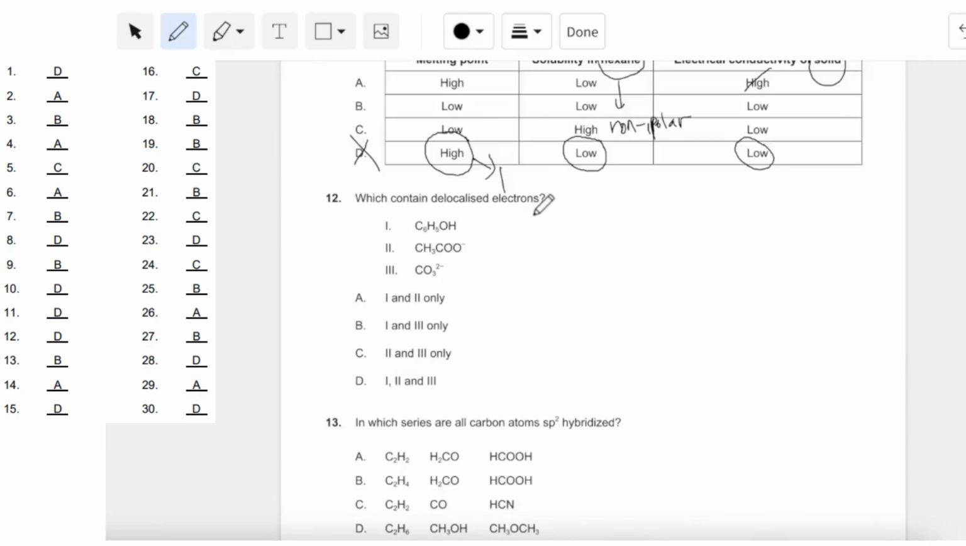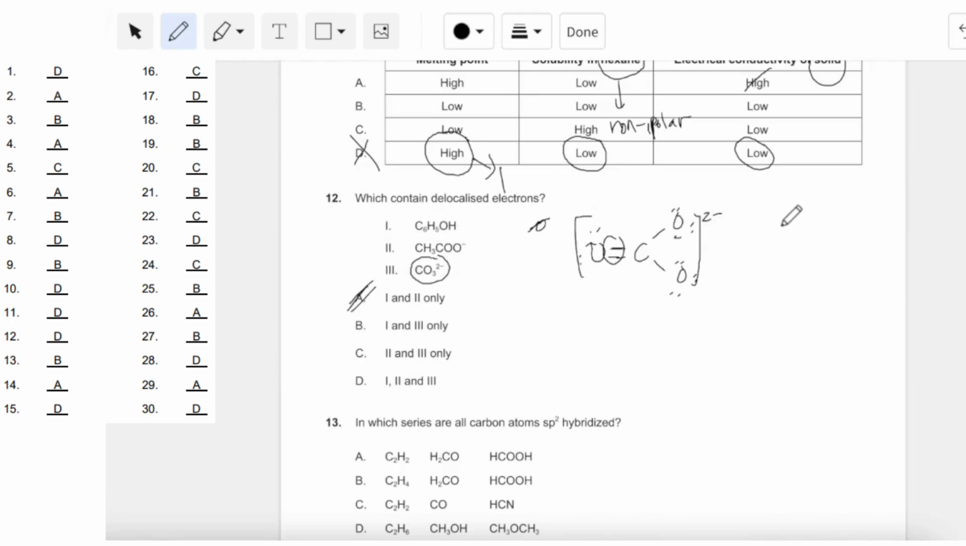Which contains delocalized electrons? Now we're just going to check CO3 2 minus. So O, C, and then O here, 2 minus. It contains delocalized electrons because it has a double bond here. And then A is obviously not the answer.